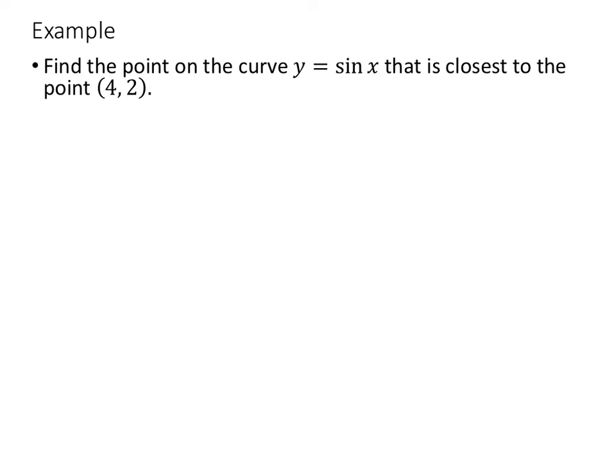Here, our next example shows us that things don't always turn out quite as nicely as they did in the first two examples. Here we have the sine curve, and we want to find the point on that curve that's closest to this given point, (4, 2). And we might begin this whole process by drawing a picture of the sine curve, or at least one cycle of it, up to 2 pi here. Now the point (4, 2) would probably be sitting up around here somewhere.